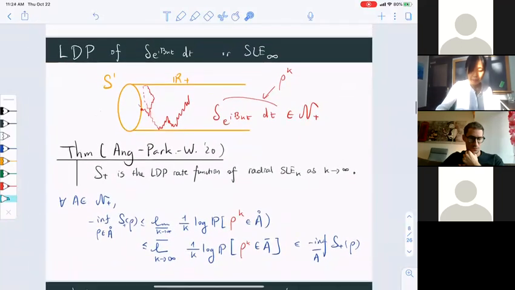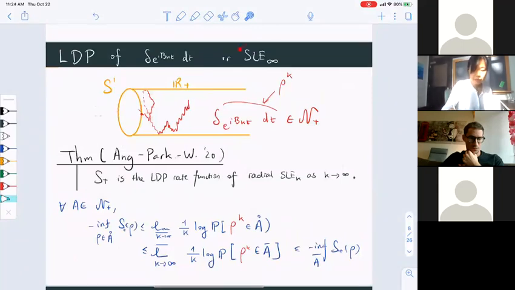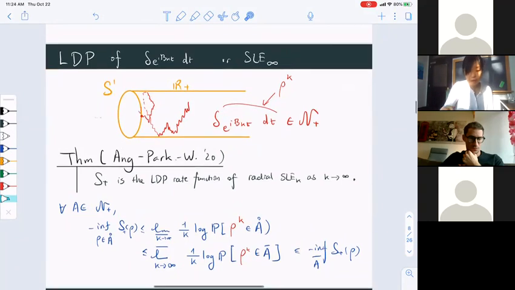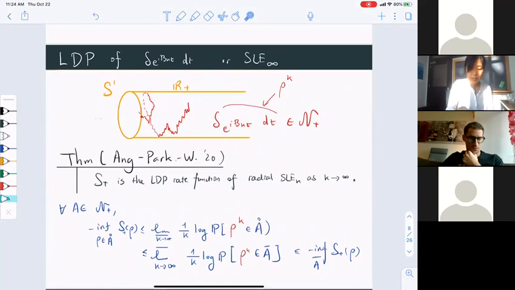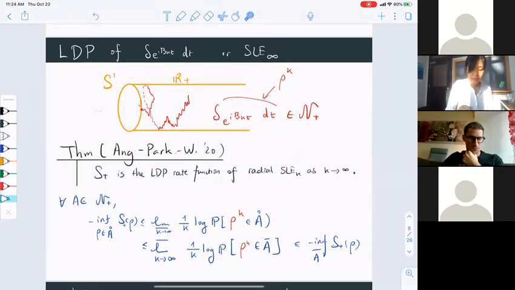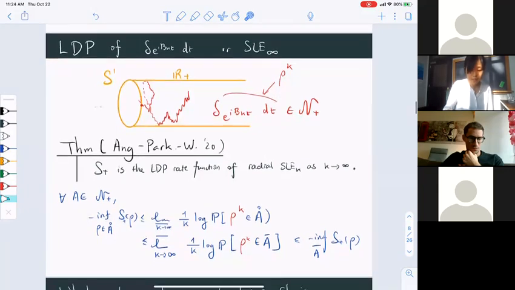So the way we view SLE kappa, the radial SLE kappa, is as the Loewner transform under the Loewner-Kufarev equation driven by this measure. So here, this is a Dirac mass at the Brownian motion times dt. To study the large deviation of SLE, we just study, from the homeomorphism of the Loewner transform, the large deviation of this measure, which I denote by rho kappa. This random measure satisfies a large deviation principle.